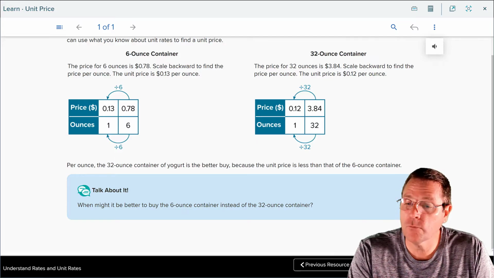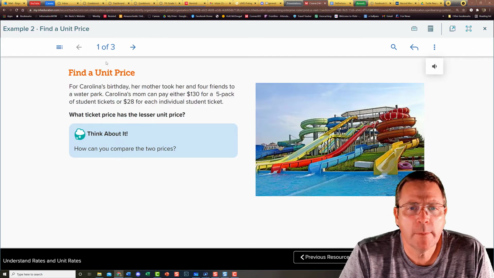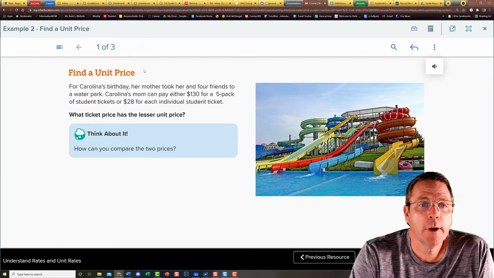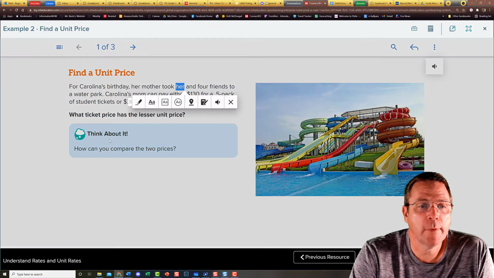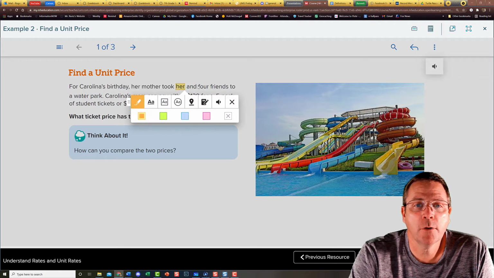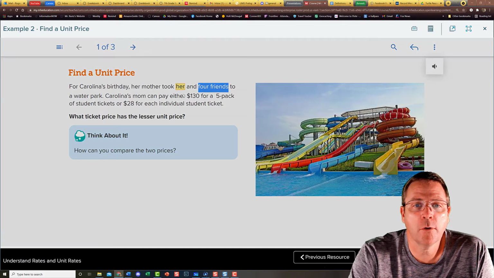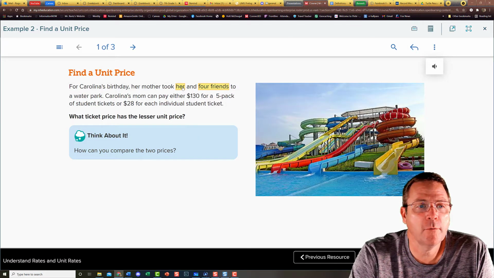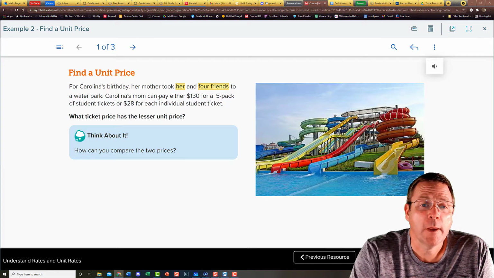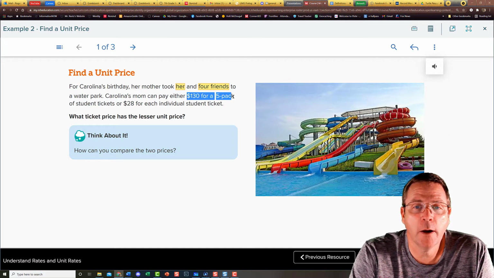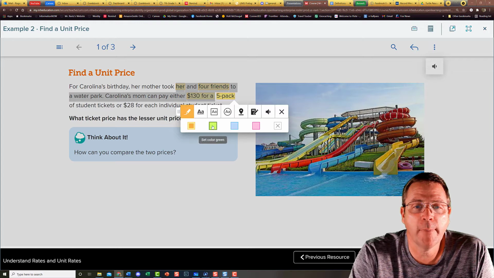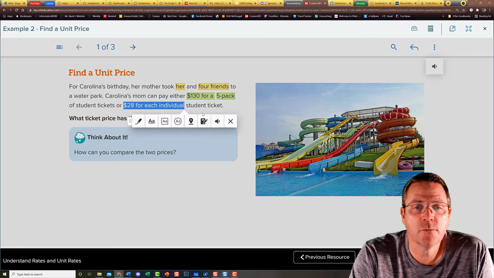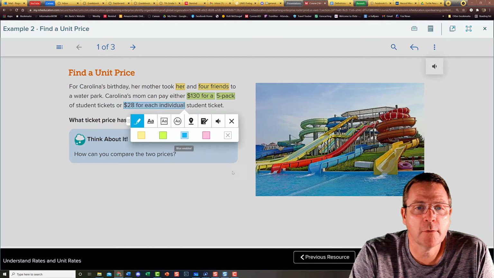Moving on to our next resource. As I read my word problems, I like to highlight things that I think are going to be important. For Carolina's birthday, her mother took her, that's Carolina, and her 4 friends. So her and her 4 friends combined is going to equal how many people? A total of 5. To the water park, Carolina's mom can either pay $130 for a 5-pack, that sounds important, or $28 each for individual student tickets.